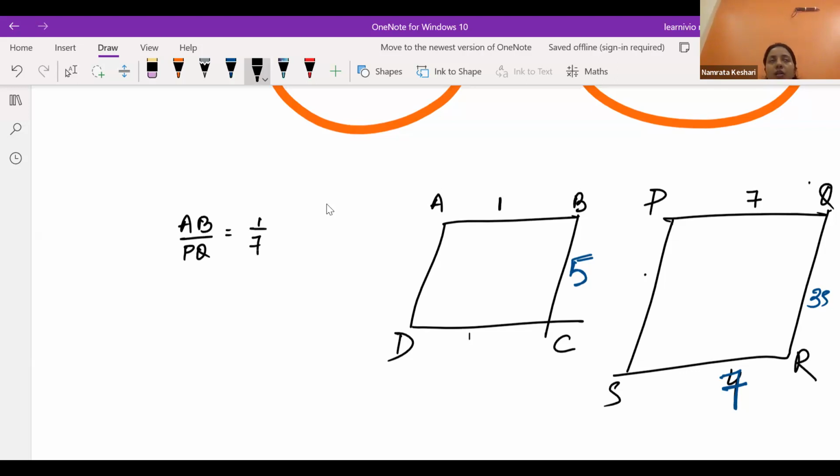It is divisible or not divisible, it doesn't matter. We are trying to cancel it out. If we are not able to, we will leave the ratio as it is, the fraction as it is.